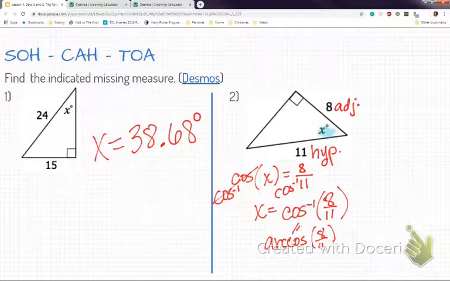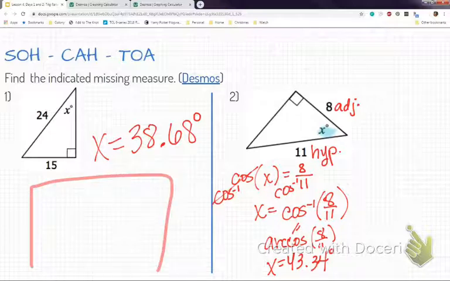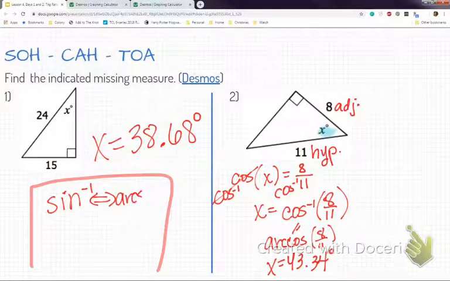So we have x is 43.34 degrees, right? So if you want to make a little note to yourself, I have sine inverse is equivalent to arc sine. I have cosine inverse is equivalent to what?